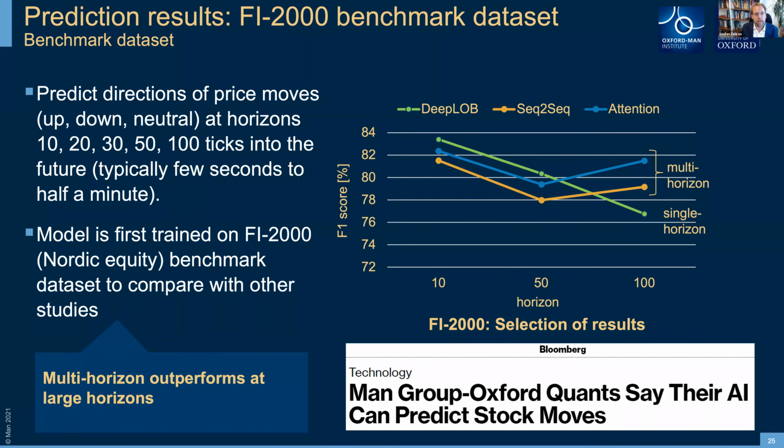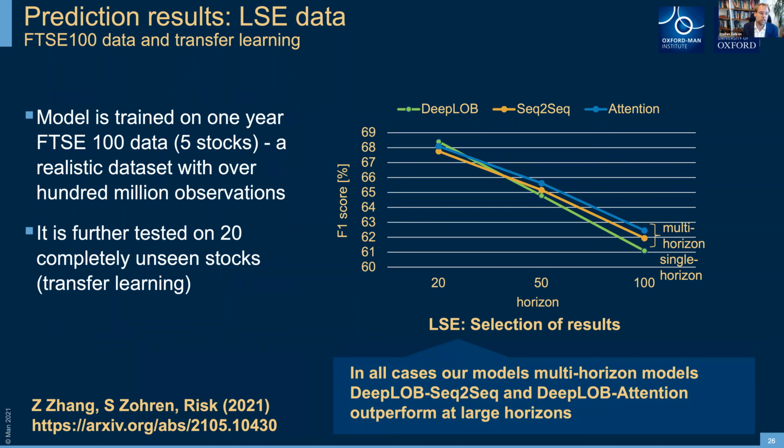So this was the main work, and it got quite some press attention, and was also covered in Bloomberg. And as I said, the main bit which is interesting for the practitioners among you is looking at some more realistic data sets, the FTSE 100. There we take 5 stocks for training, but that's already nearly 200 million observations. We have a whole year: 6 months training, 3 months cross-validation, 3 months test data set. And those are the results here.